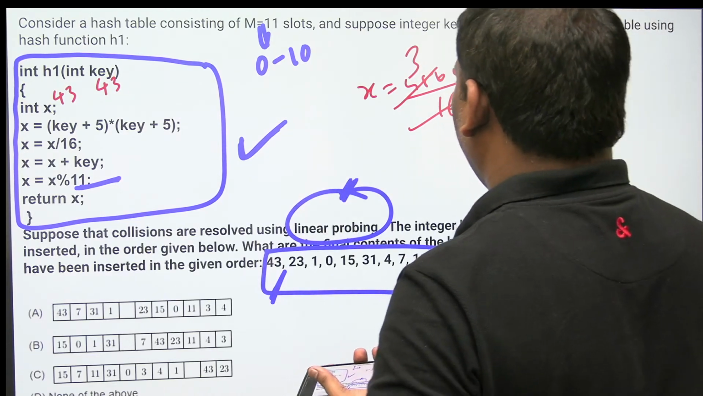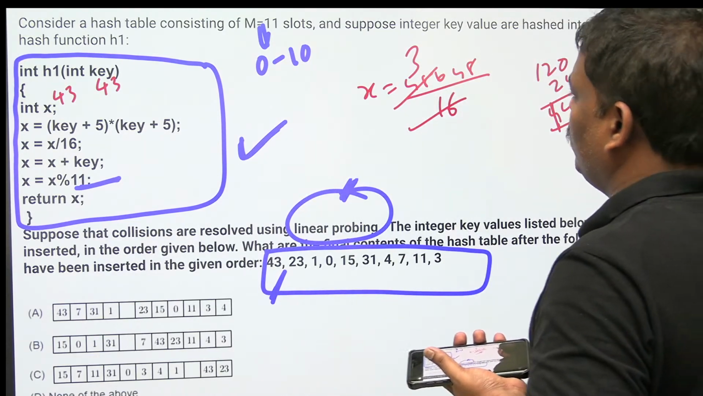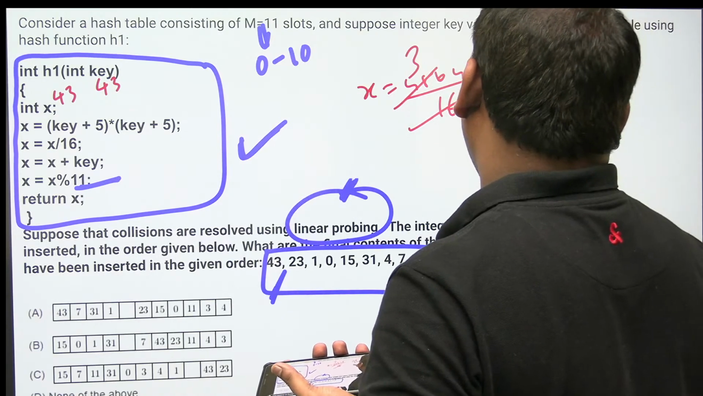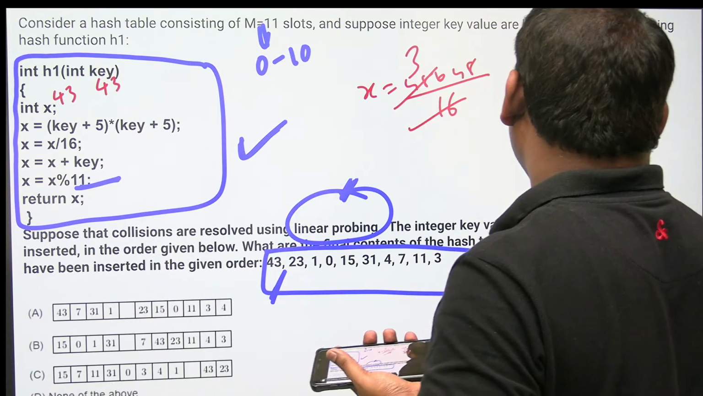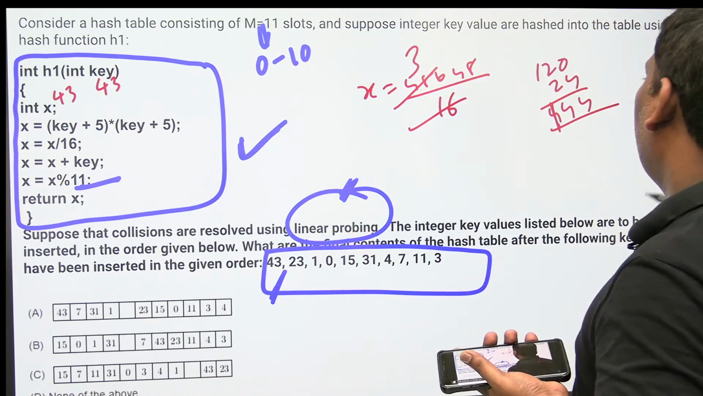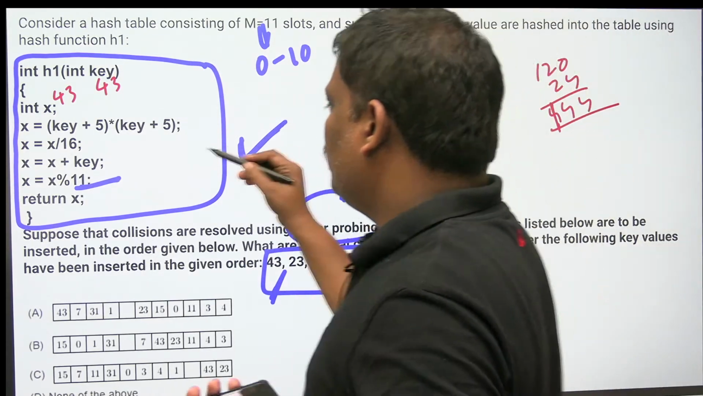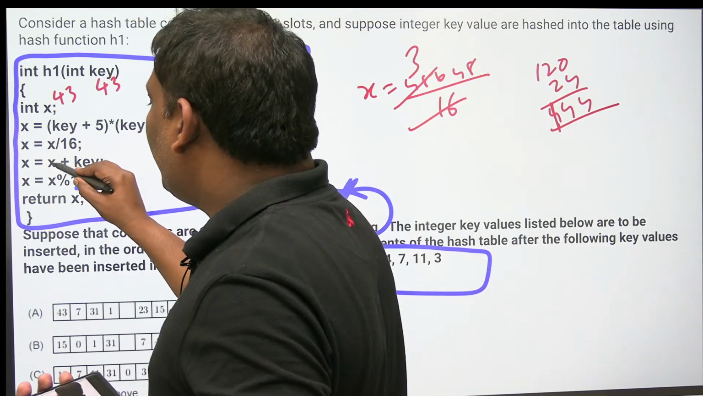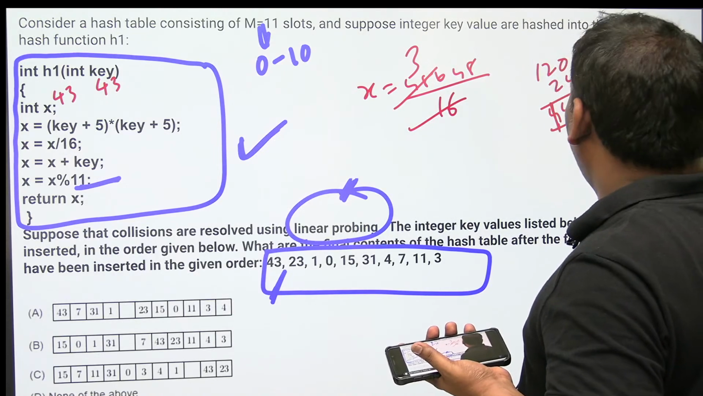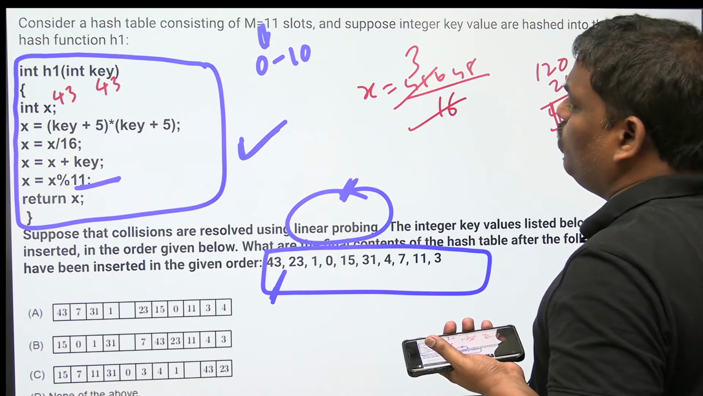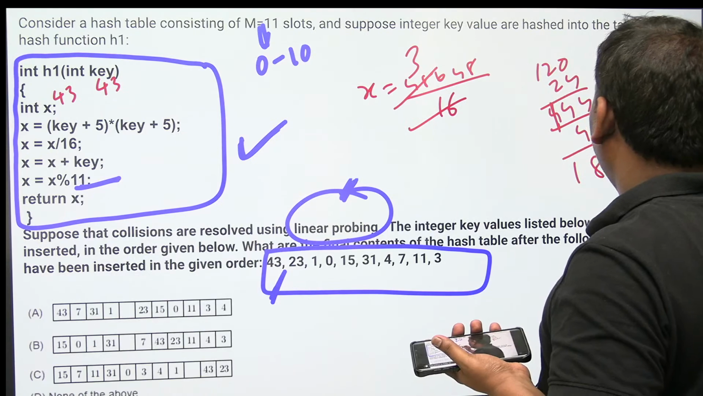3 into 48. 3 4 is 12, 120, 3 8 is 24. 120 plus 24 is 144. That's okay. So afterwards, x plus key. X is going to be 144, key is going to be 43, which is going to be 187.